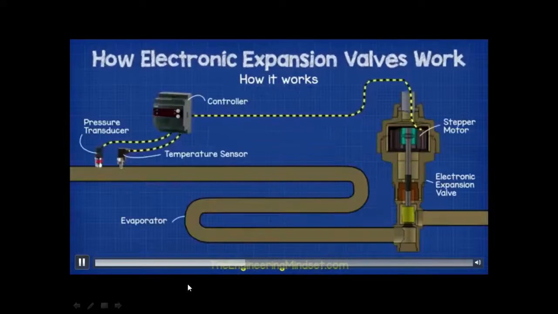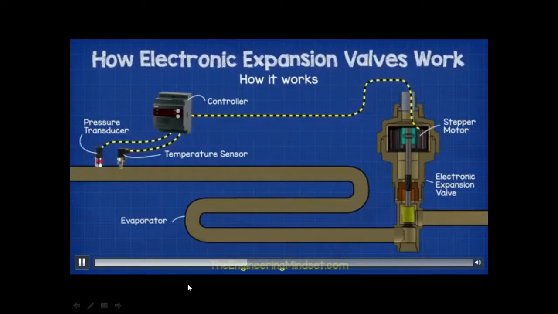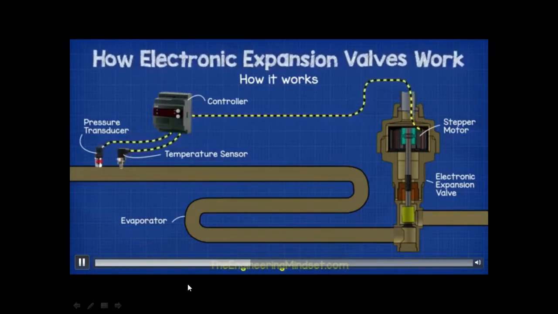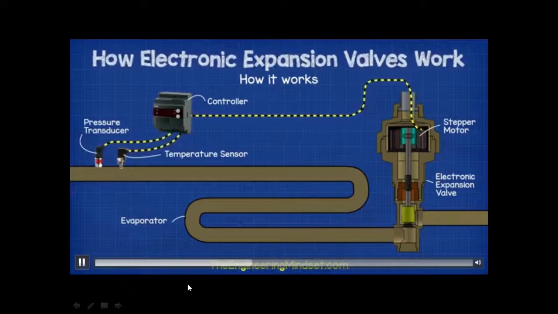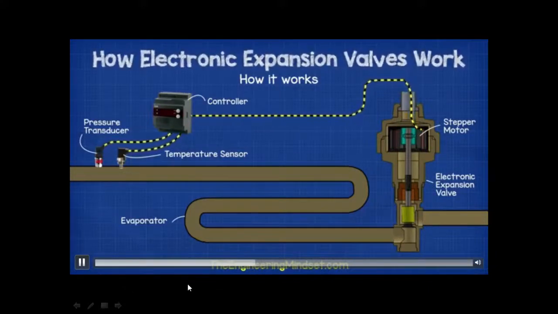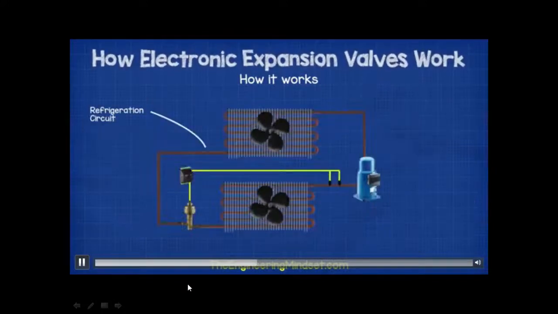We'll also have some temperature and pressure sensors to take measurements of the refrigerant in order to calculate the superheat. These will be connected to the controller. The controller is then connected to the stepper motor and will tell it how much to open or close to maintain the correct superheat. So how does an electronic expansion valve work?